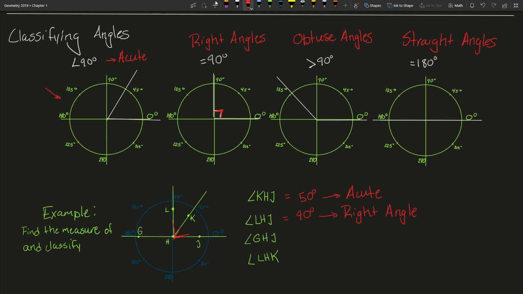Angle GHJ goes through 180 degrees and is a straight line, so this is 180 degrees and it is a straight angle. Angle LHK is a little bit trickier. The ray HL goes through 90, and the ray HK goes through about 50. So this angle measure is 90 degrees minus 50 degrees, which is equal to 40 degrees, which again is less than 90 degrees, so this is an acute angle.